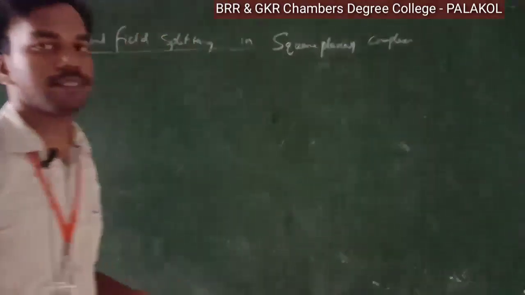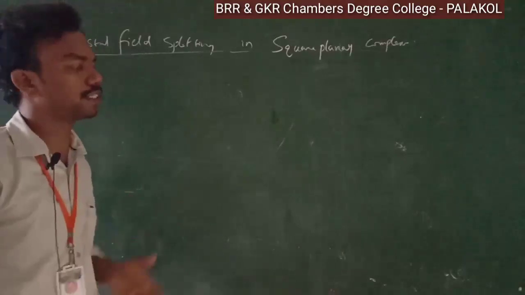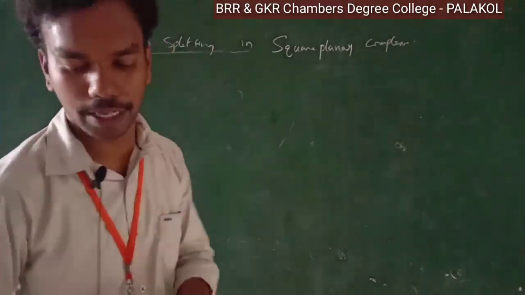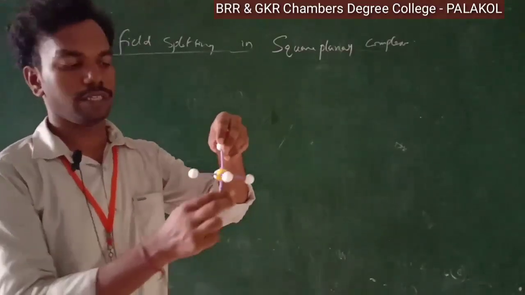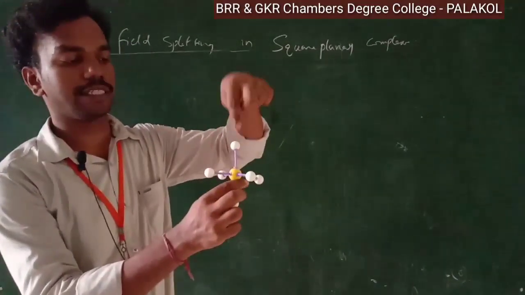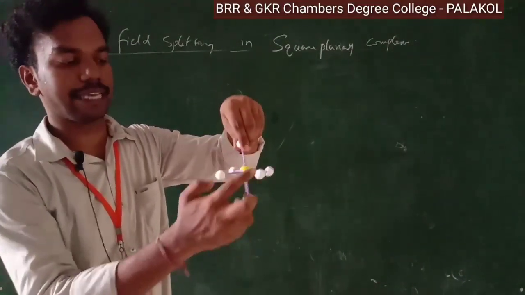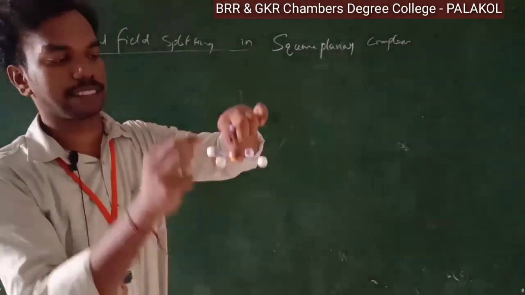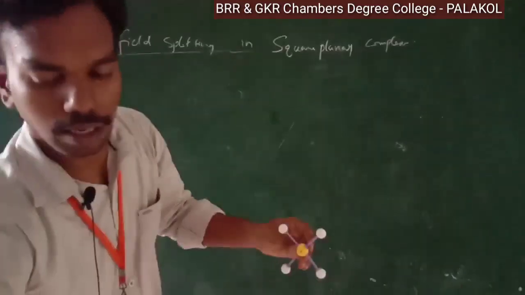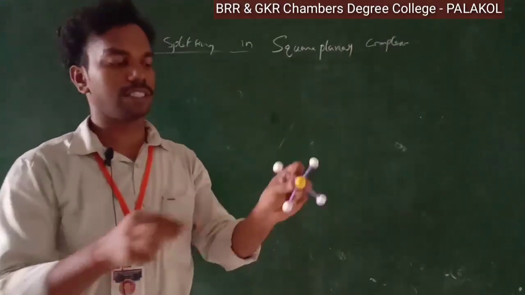Square planar complex. If you see the shape of the square planar, it is just the octahedron with some ligands removed. For example, if you take the x axis, y axis, and z axis, and remove the two ligands along the z axis, you get a square planar complex, right? So this is a square planar complex.